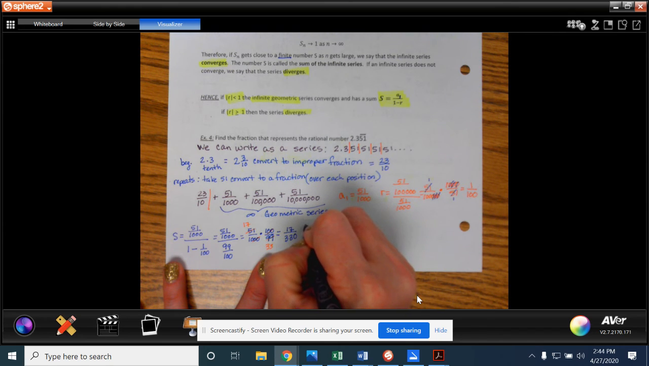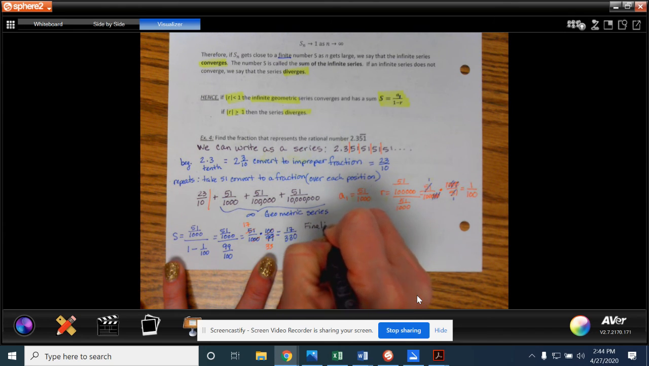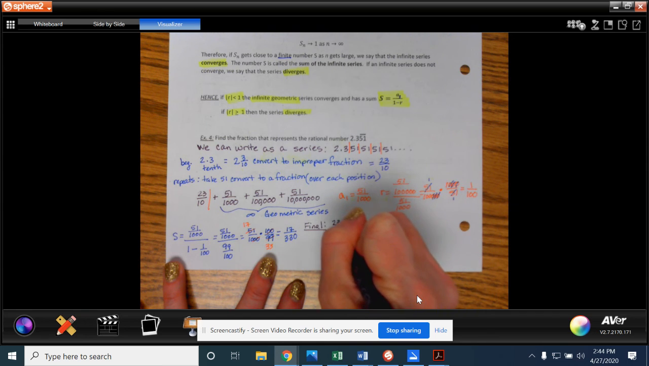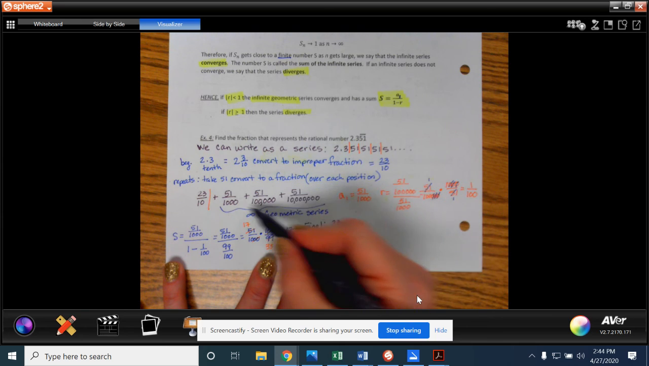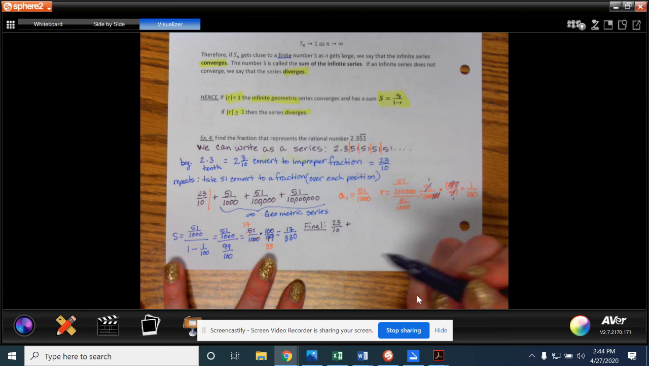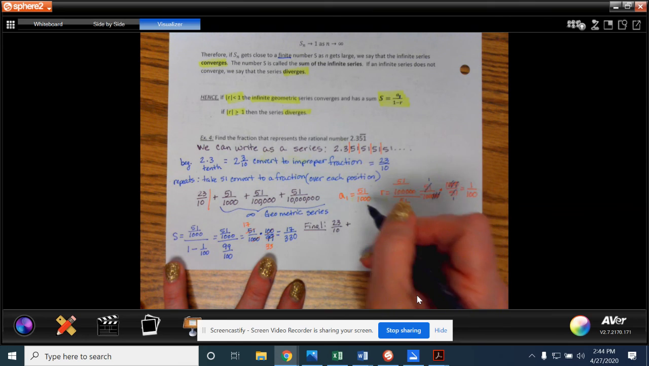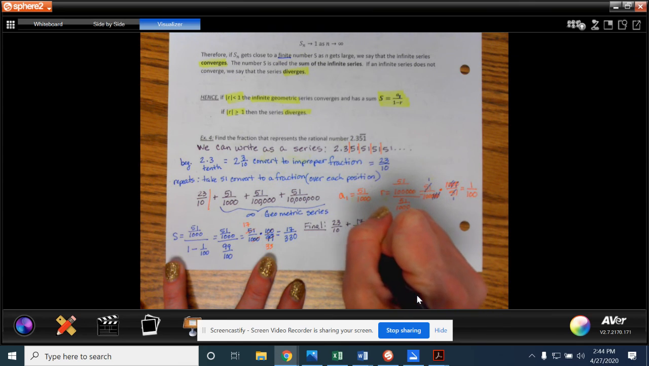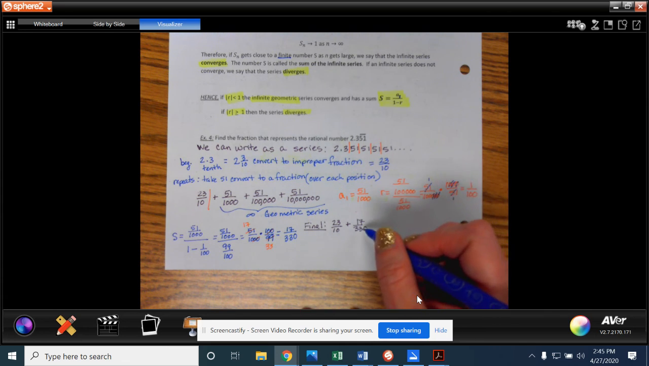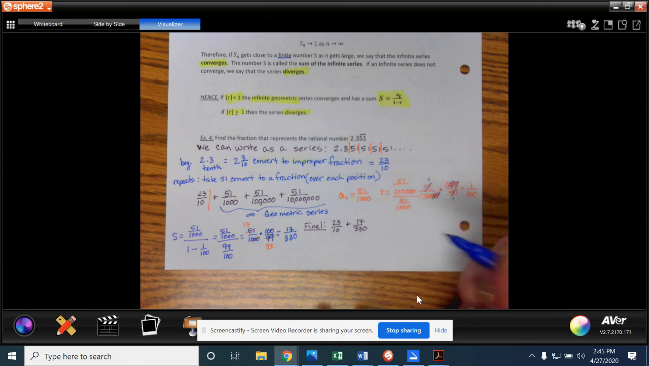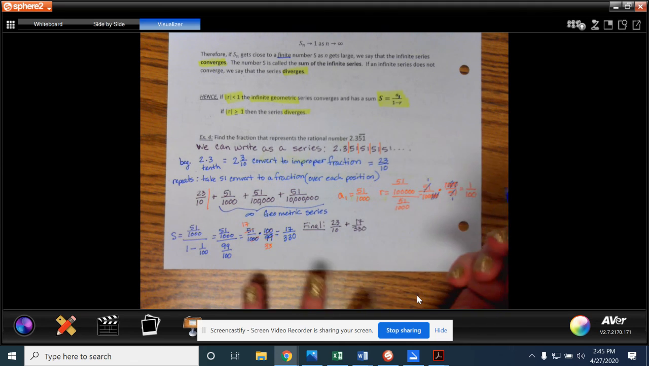Well, let me put that in. Final. I would have the first piece, 23 over 10, plus the sum of the infinite geometric series, and that would be 17 over 330. Well, we got fractions. Get a common denominator and add it up, and you can take this, divide it. I'd actually multiply that by 33.